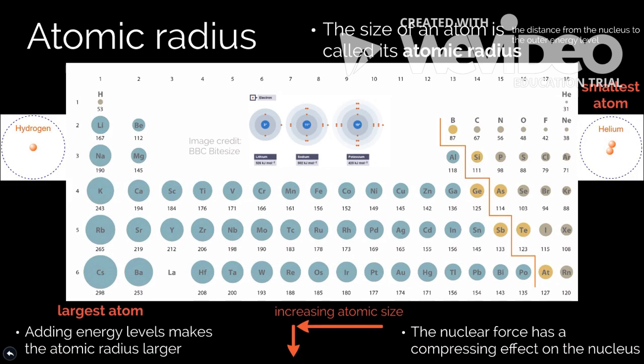This graph is missing the 7th row. So there should still be another row below that, and it would show that francium is our largest atom, not just cesium. So anytime that you're starting in the top right and you're moving towards the bottom left, you're always increasing the atomic size. So if you're comparing 2 elements in the same column, the one that is lower down will have the largest atom. If you're comparing them across the row, the one that is farthest to the left will have the largest atom.